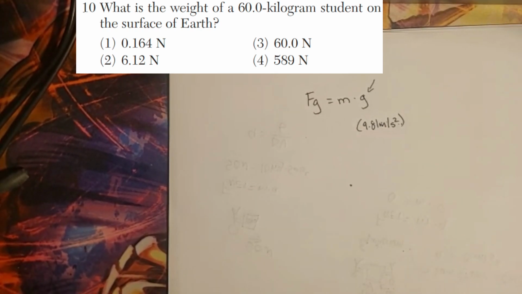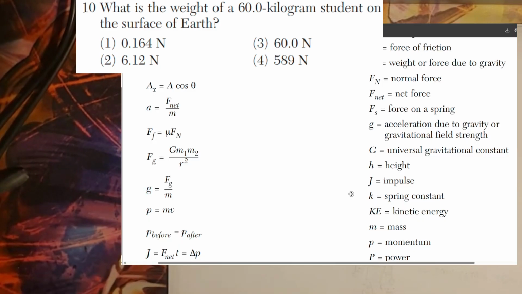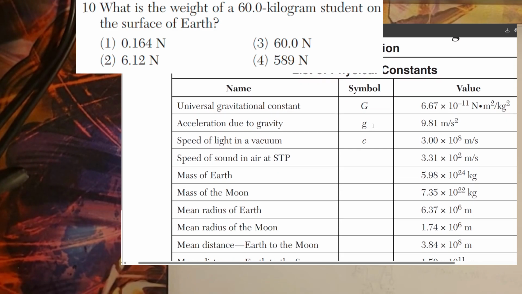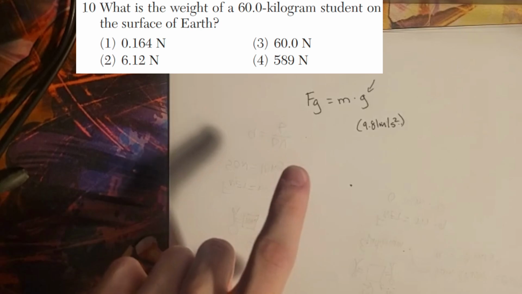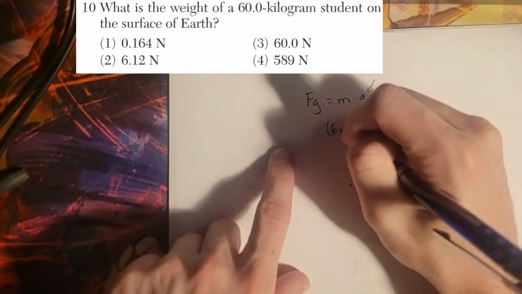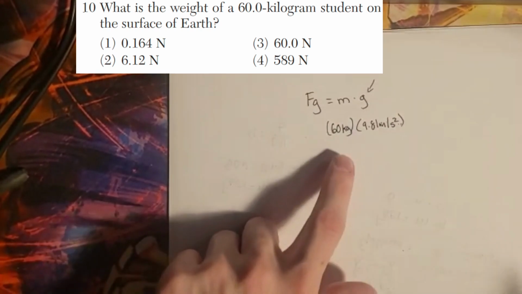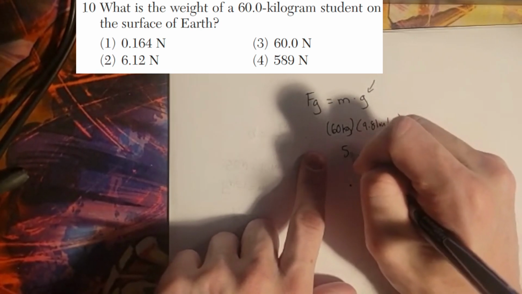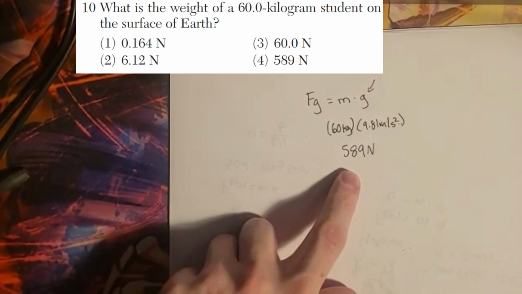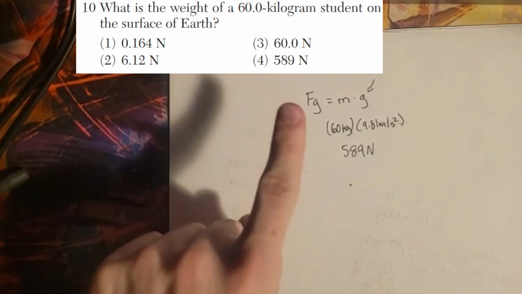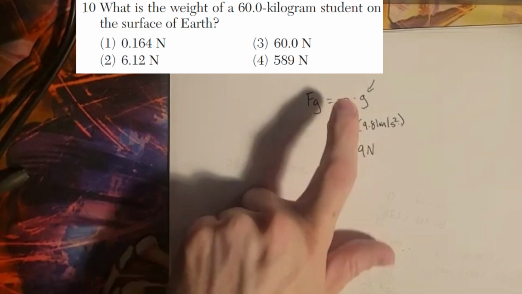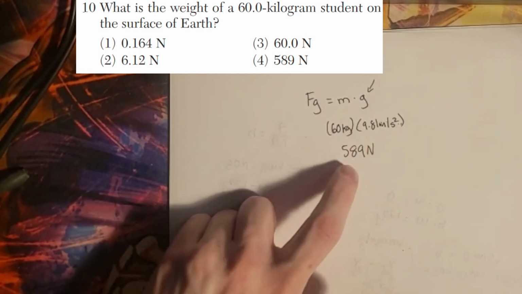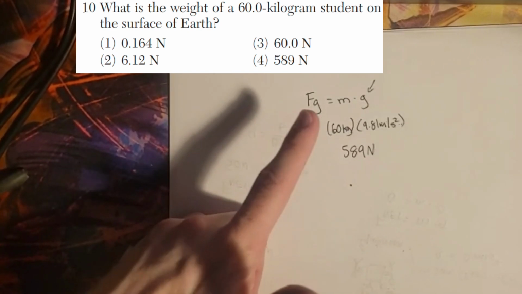If for some reason you forget that, right, all of your constant values are always given to you on the front page of the reference table. So if you did forget that g is 9.81, it's given to you right there as well. So if we look over here again at our formula and our question, we have a 60 kilogram mass. So mass we're going to plug in as 60 kilograms times 9.81. You do the math for that, you're going to get 589 newtons, which is option number 4. Keep that in mind, how to solve for your weight. Don't forget that. Mass times 9.81, kilograms times 9.81 gives you your weight, or at least on Earth.